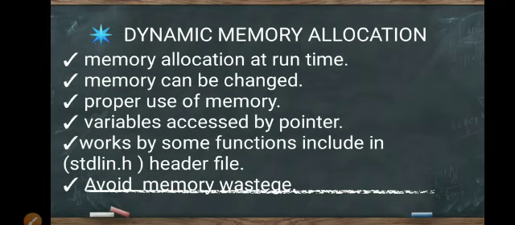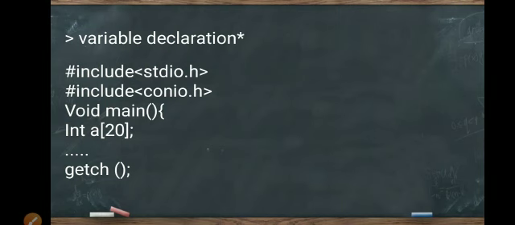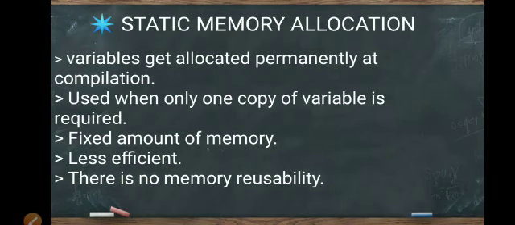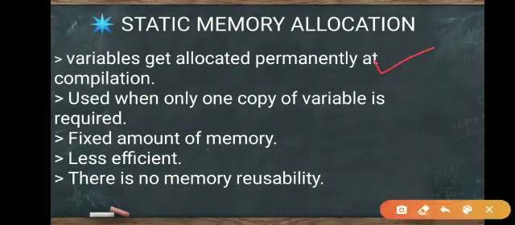Before starting DMA, let me introduce static memory allocation. See the points I have written here. Variables get allocated permanently at compilation, meaning the memory is allocated to the variable at compile time. It is used when only one copy of the variable is required and a fixed amount of memory. We declare the memory for the variable and that is fixed, it cannot be increased or decreased as per a user's requirement. So that's why it is less efficient and there is no memory reusability.